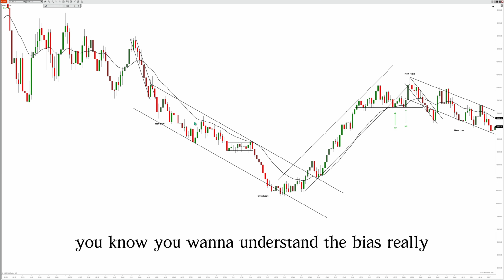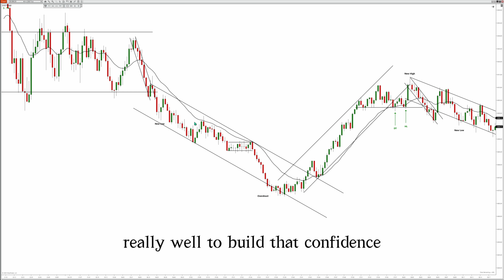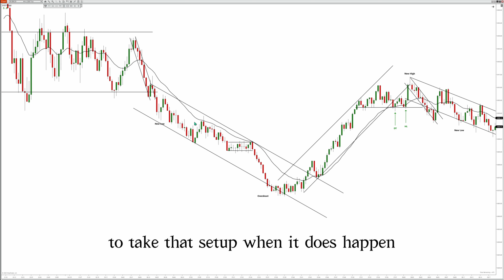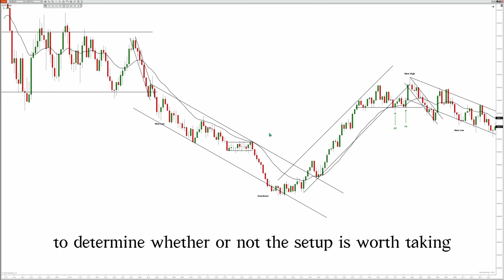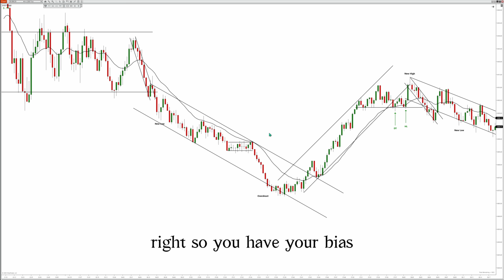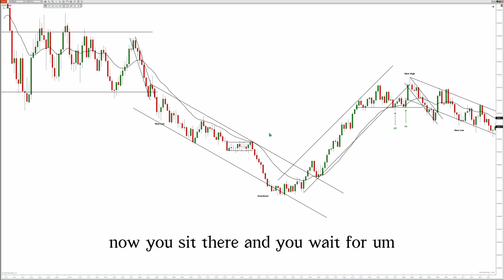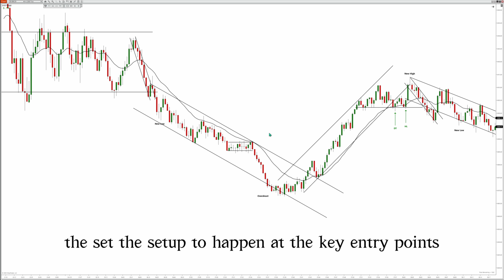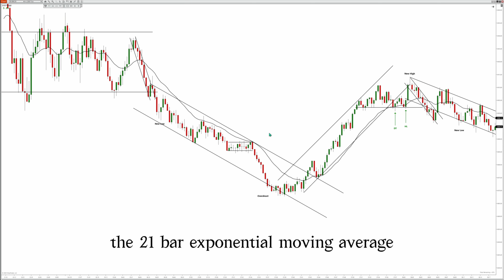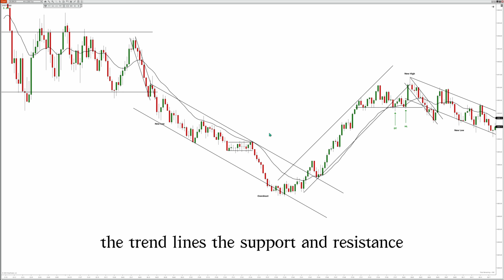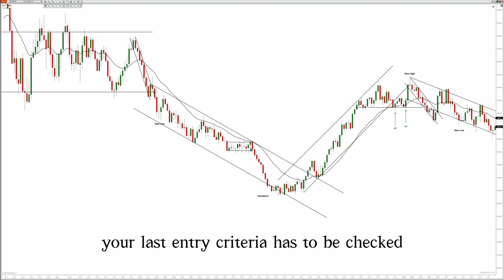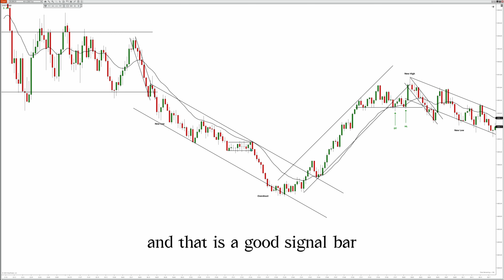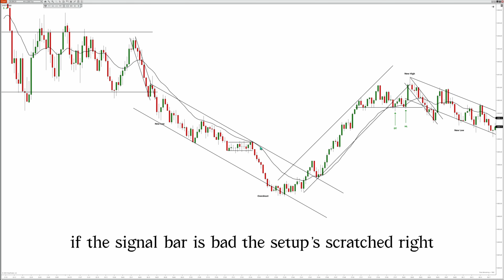You want to understand the bias really, really well to build that confidence to take that setup when it does happen. Then once that setup forms, you use the signal bar to determine whether or not the setup is worth taking, right? So you have your bias, you understand that. Now you sit there and you wait for the setup to happen at the key entry points, right? The 21 bar exponential moving average, the trend lines, the support and resistance, those kinds of things. And then once that setup forms, your last entry criteria has to be checked, and that is a good signal bar. If the signal bar is bad, the setup's scratched, right?